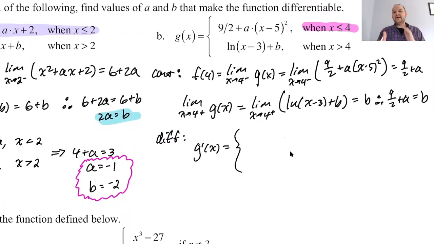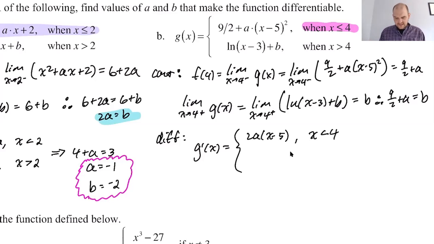All right, what's the derivative of the upper branch? Well, 9/2, the derivative is 0. Then I'm going to do a chain rule, power rule situation. So I'm going to bring the 2 down, subtract 1, and multiply by the derivative of x minus 5, but that's just 1. So I'm going to get 2a times x minus 5. And that's going to be valid when x is less than 4. Not less than or equal to yet, because I don't know if I'm even going to be able to do it. Maybe I'll be able to go back and fill it in, but maybe not.